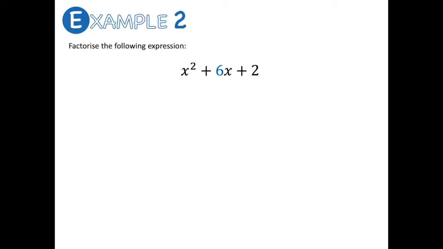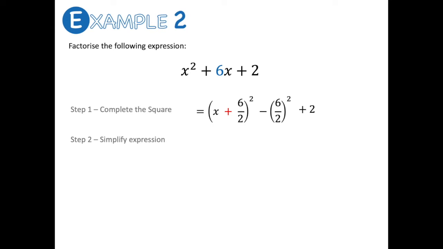So let's have a look at a second example, where we've got x squared plus 6x plus 2. Identifying my b value as 6, I'm going to substitute in 6 divided by 2. So it's going to be x plus 6 divided by 2 in brackets squared. Then I'm going to subtract 6 divided by 2 in brackets squared, and then put my plus 2 on the end. Now I can continue by simplifying that expression.